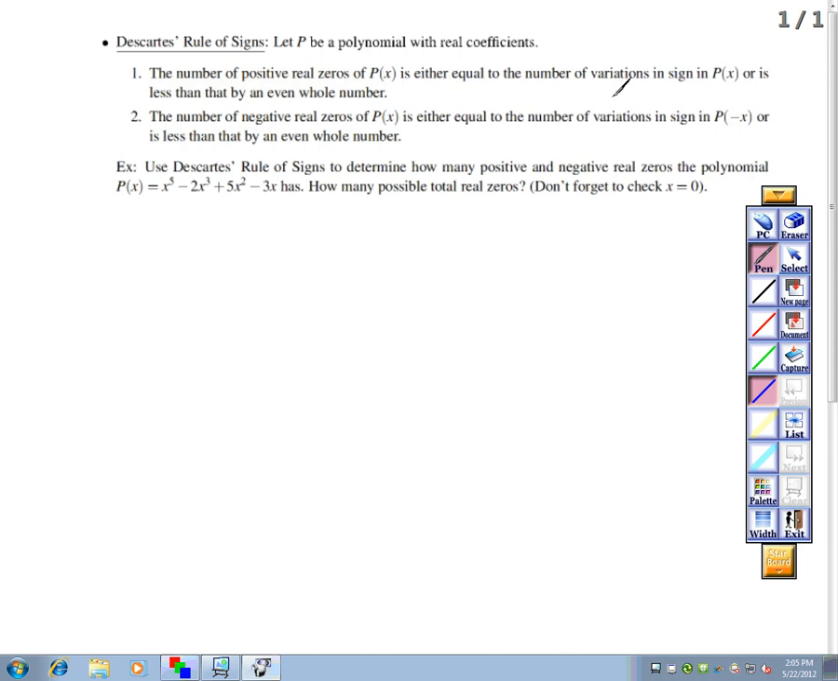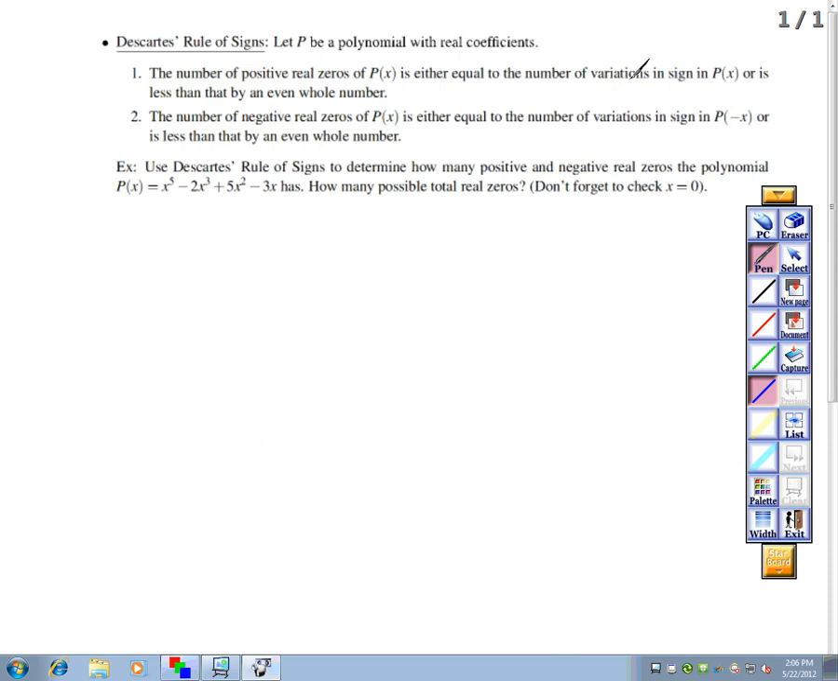Now let's talk about Descartes' rule of signs. Let P be a polynomial with real coefficients. The number of positive real zeros of P of x is either equal to the number of variations in sign in P of x, or is less than that by an even whole number.